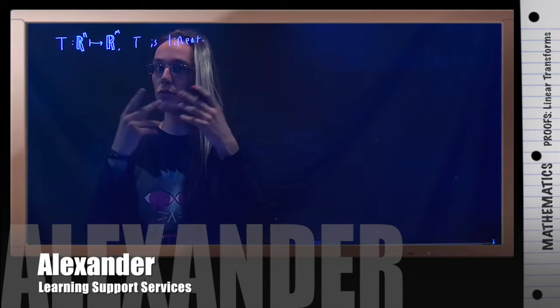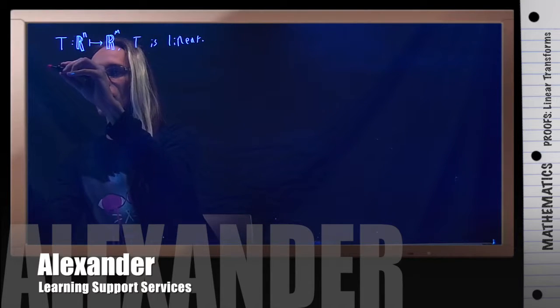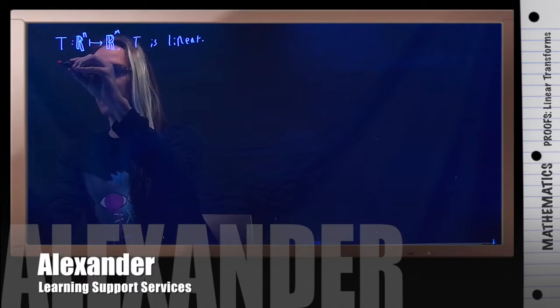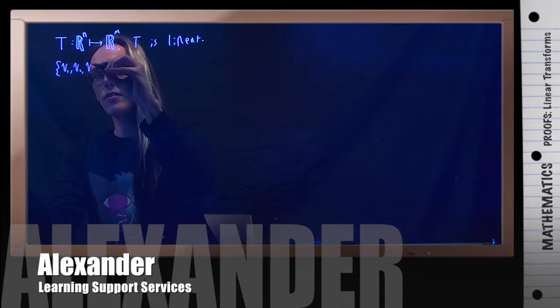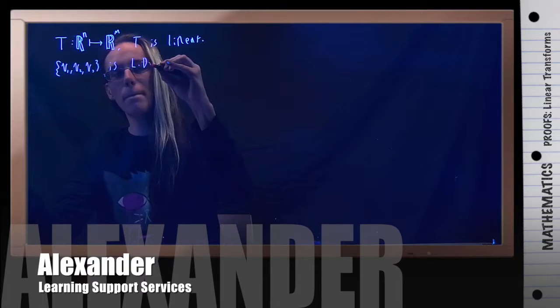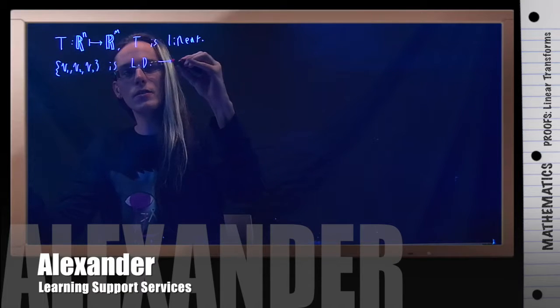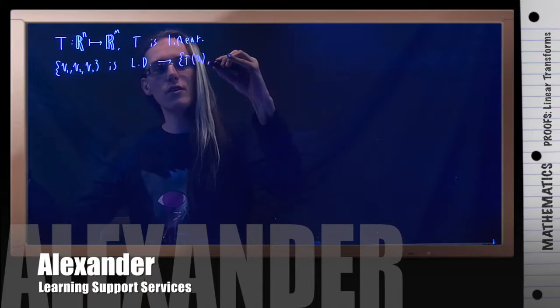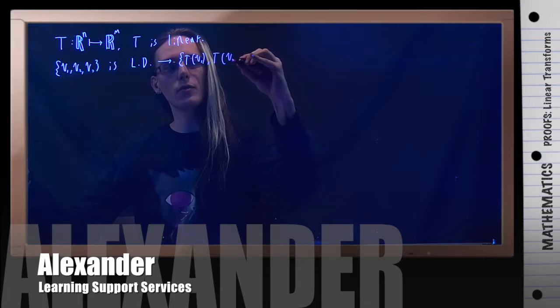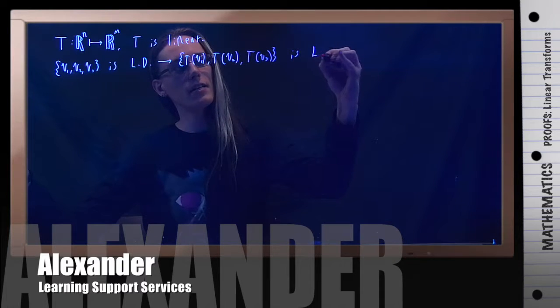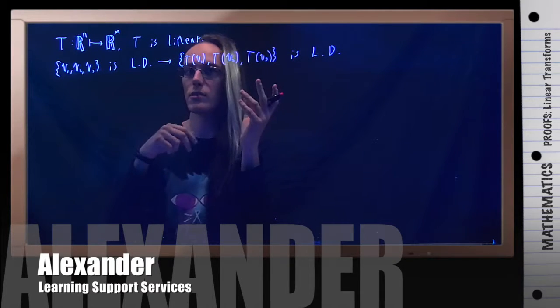And let's see if we can prove the following. If I give you a linearly dependent set, so let's say the set of vectors v1, v2, and v3 is linearly dependent, this implies that the set of transforms of those vectors, T of v1, T of v2, and T of v3, is itself linearly dependent. And we want to prove this.